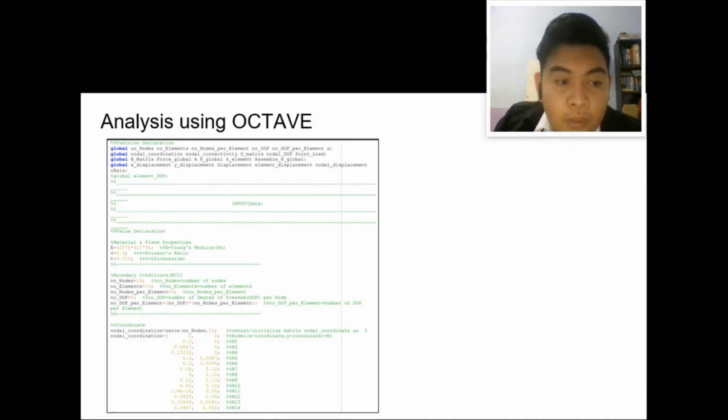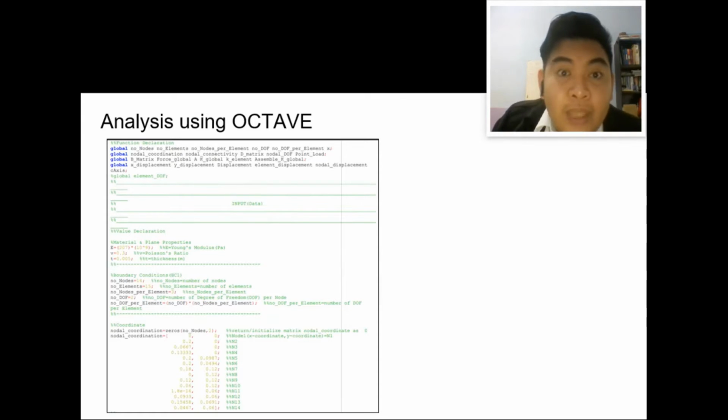Assalamualaikum and hi, my name is Azul Dani, and I'll be expanding on the analysis of the CST case study by using the Octave software. In this part we'll be looking at how it affects the result of our analysis compared to the ANSYS software that was explained in the first part.